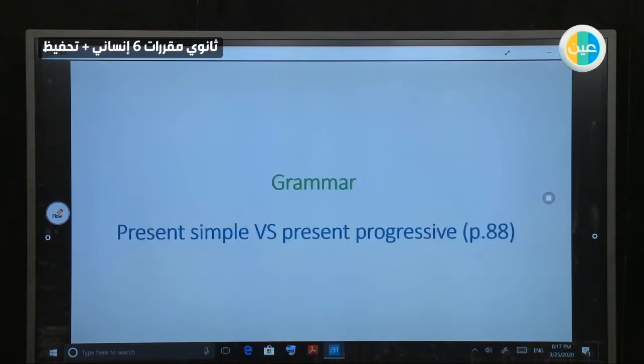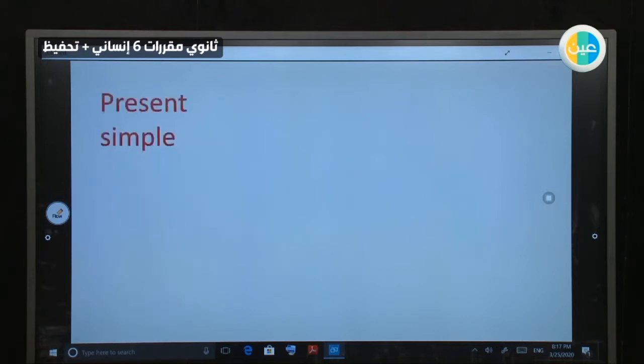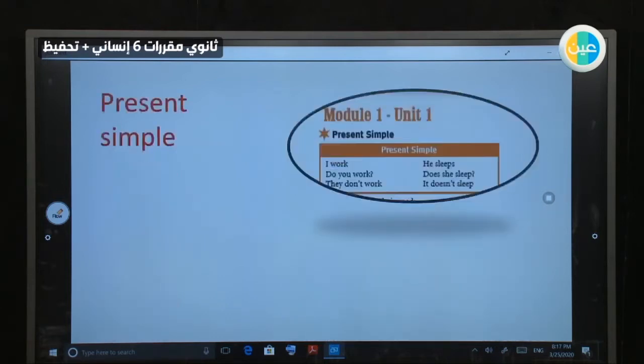So we will start with the grammar. First rule, we have present simple and present progressive. Let's go to present simple. As you know, present simple is one of the most famous or common tenses that we use when we talk about facts, truth, daily life, daily routine. Okay, I work, do you work, they don't work. These are the sentences when you want to make affirmative, negative, or question.